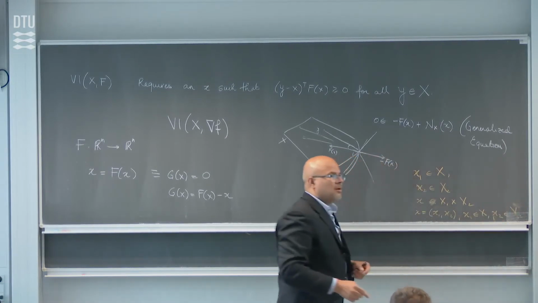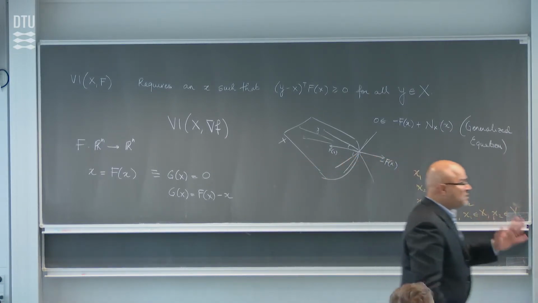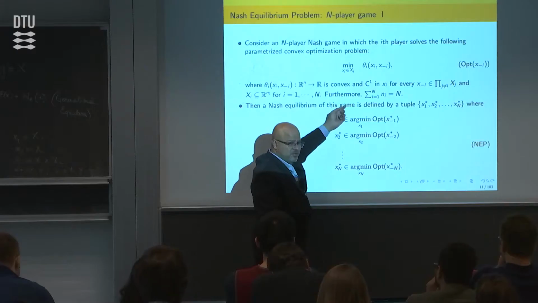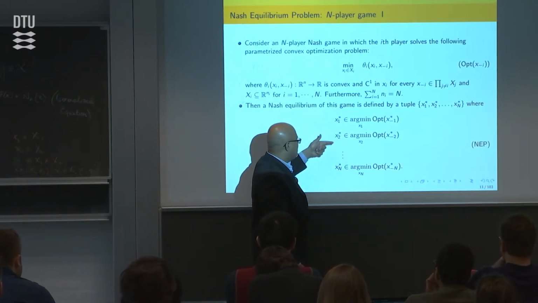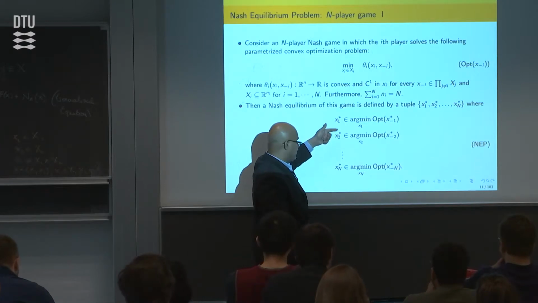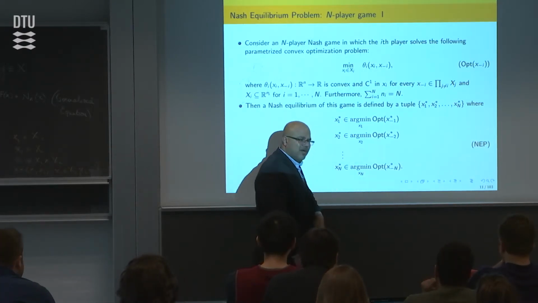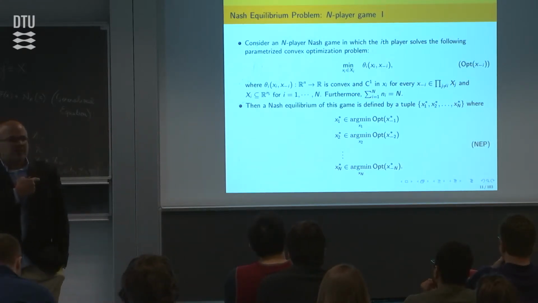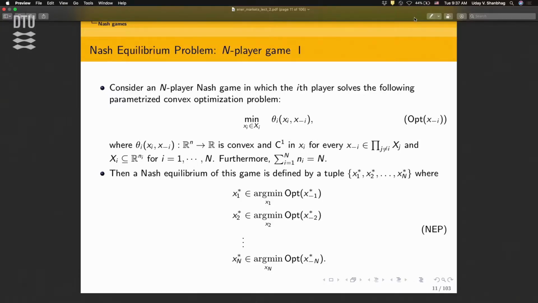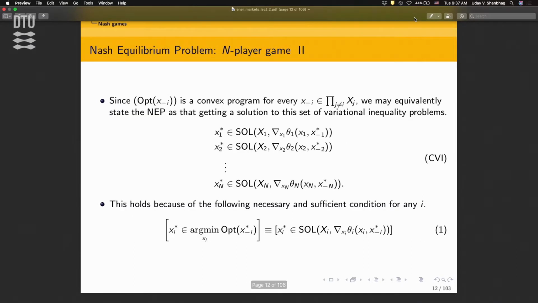Okay, so the first thing that we've done is we've taken the convex optimization problem corresponding to each player and rewritten the necessary and sufficient conditions. All I've done is write that x1 star is the minimizer of the parameterized optimization problem. That's just the Nash requirement: at a Nash equilibrium, no player has a desire to unilaterally deviate. Now I'm going to rewrite this condition using a necessary and sufficient condition associated with the VI.